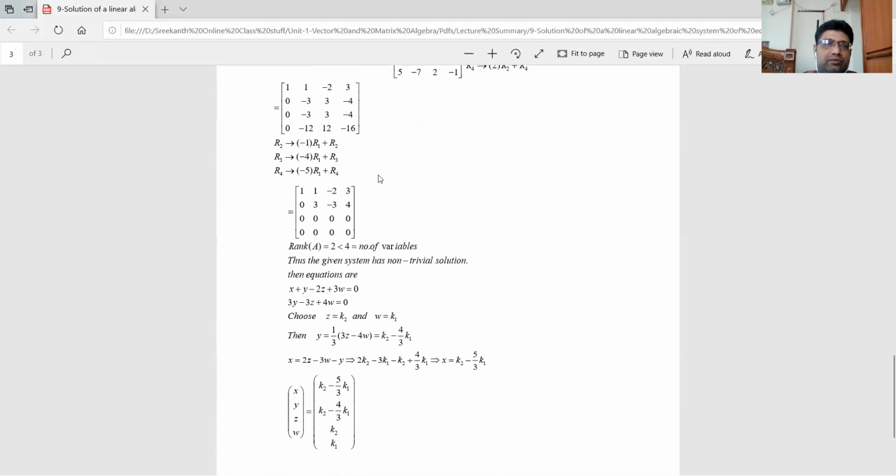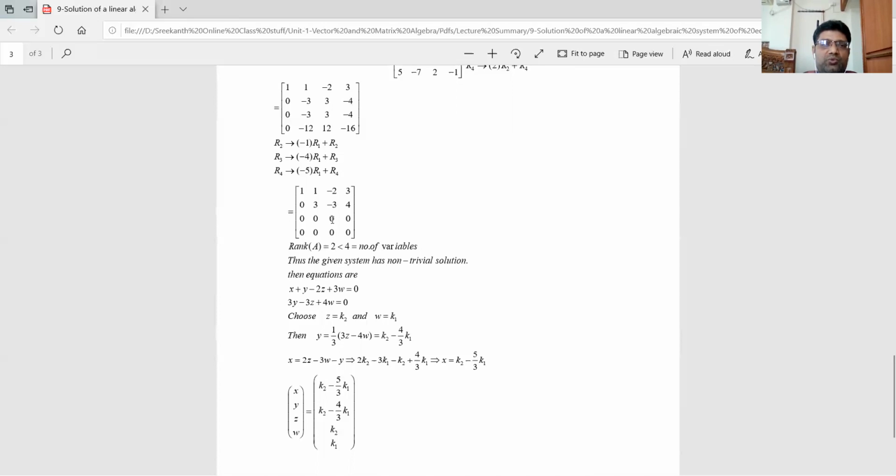And how many unknowns are there? 4 are there. So rank is less than the number of unknowns. What does it indicate? The system has a non-trivial solution, and it has an infinite number of solutions in terms of how many arbitrary constants? N minus R. Here N stands for the number of unknowns, 4 unknowns are there. R stands for rank. That means N minus R is 4 minus 2, 2 arbitrary constants. So this system will have a non-trivial solution, that is, infinite number of solutions in terms of 2 arbitrary constants.